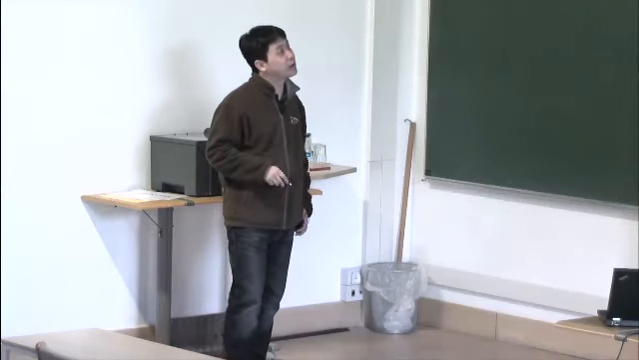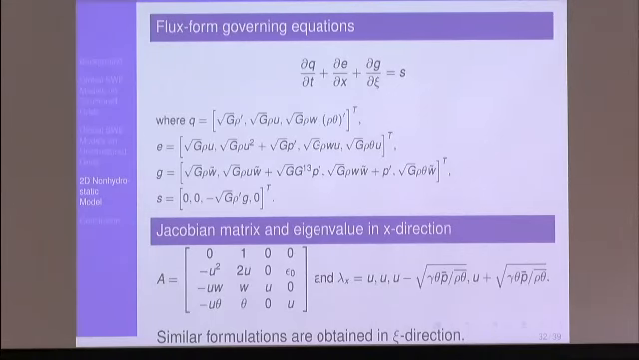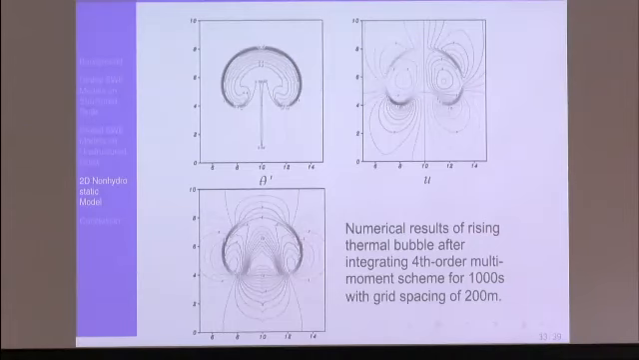Okay, again, we rewrite the governing equation into flux form. And here are the unknowns, the prognostic variables, and also the Jacobian matrix and its eigenvalues, which will be used for flux splitting. I will not repeat the formulations because they are almost the same as the formulation we used on the cubed sphere for the shallow water equations. Just to show you some results.